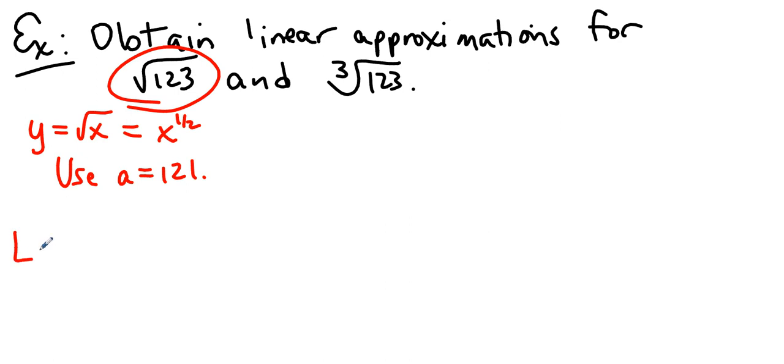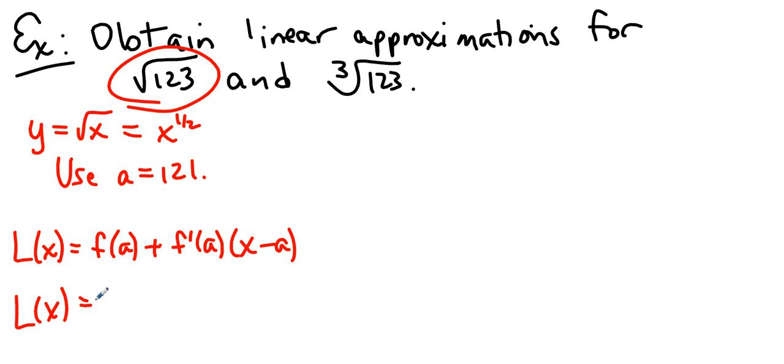So the linear approximation is f of a plus f prime of a times x minus a. Well, f of a, f of 121. So the square root of 121, that's 11. Plus f prime of a, don't know it yet, x minus 121. F prime of a. Well, if this is the f function, then its derivative is power comes down, 1/2 x to the negative 1/2.